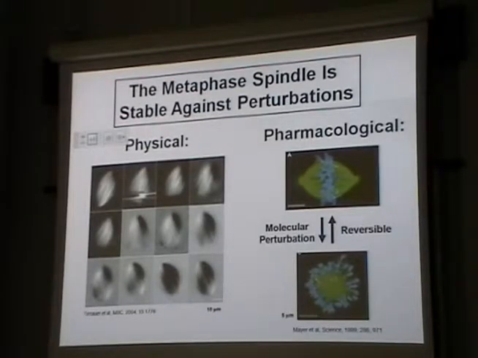Yep? So that's the question. Different spindles in different organisms are different. Sometimes they have this kind of cactoid shape. Sometimes they're nearly spherical. And other times they're almost diamond-like.